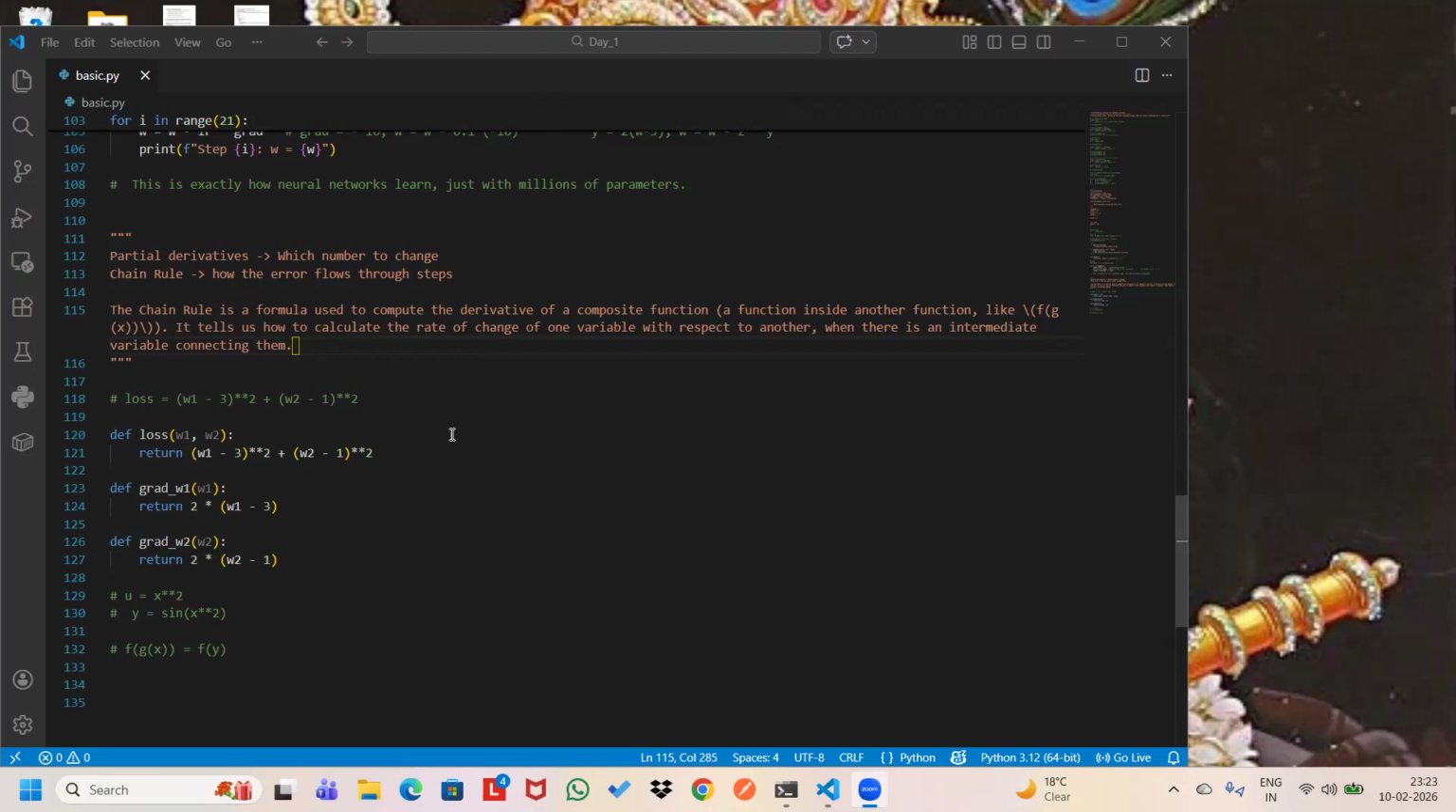It tells us how to calculate the rate of change of one variable with respect to another when there is an intermediate variable connecting them. So I want to give you an example. Suppose you walk at a speed of 1 kilometer per hour.